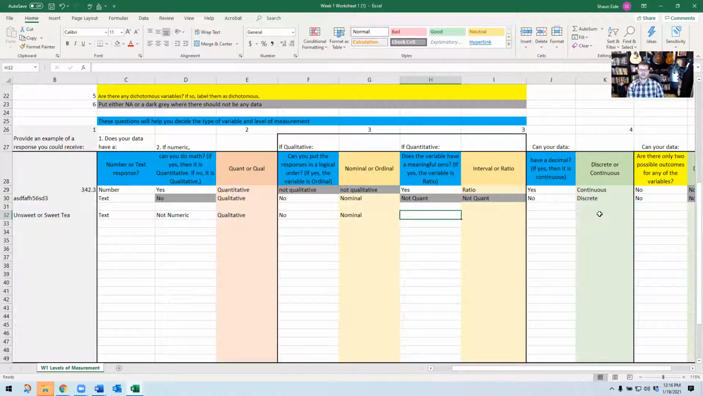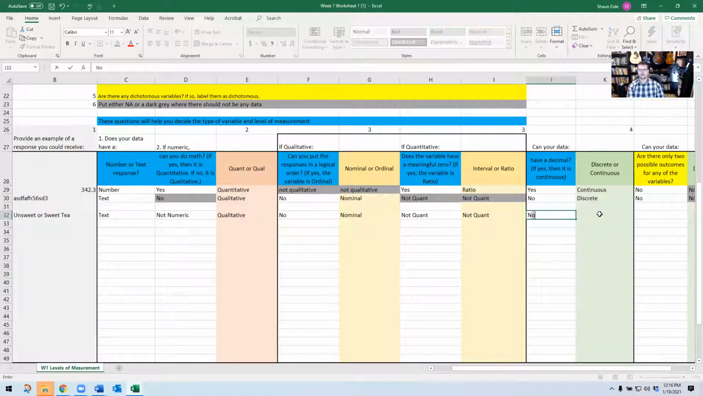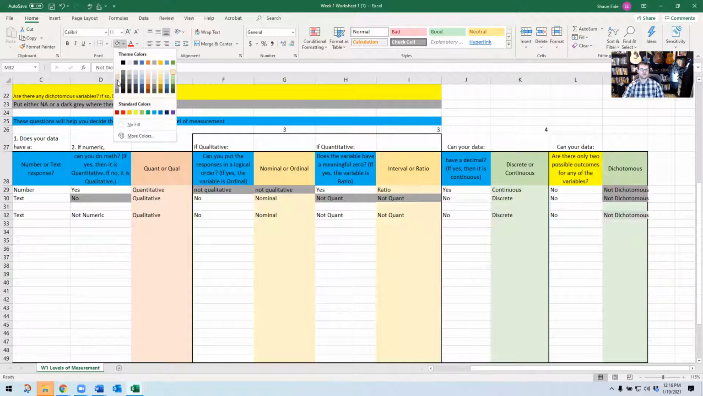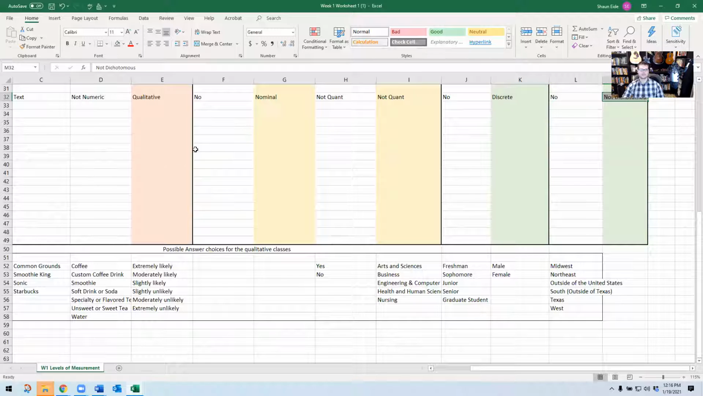And then right here, if it's quantitative, we're going to say not quant, not quant. Can it have a decimal? No. So therefore, it is discrete. And are there only two possible outcomes? The answer is no. So it's not dichotomous. And so that's how you would do that. And you should just breeze through this going all the way down.